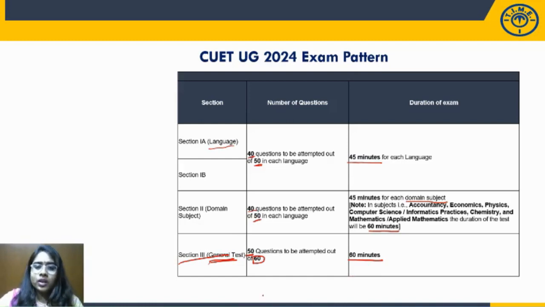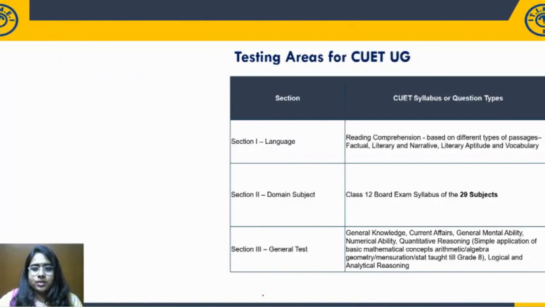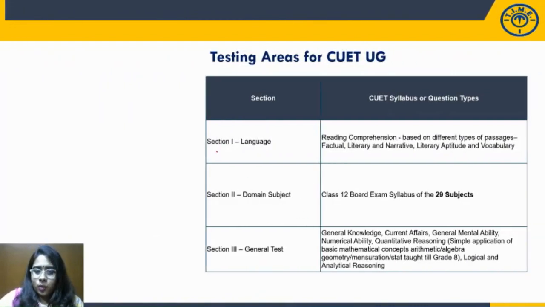Now before we even move on into the general test, let's also understand what are the different testing areas in each of these sections. So if you look at the section 1, your language testing area comprises of reading comprehension based on different passages that you will get. Then you also will be asked questions based on the facts that are mentioned in the passage, specific detail. You also will be checked on your literary and narrative abilities. You will also be checked on your literary aptitude, your vocabulary, grammar, and overall verbal ability will be tested in this particular section.